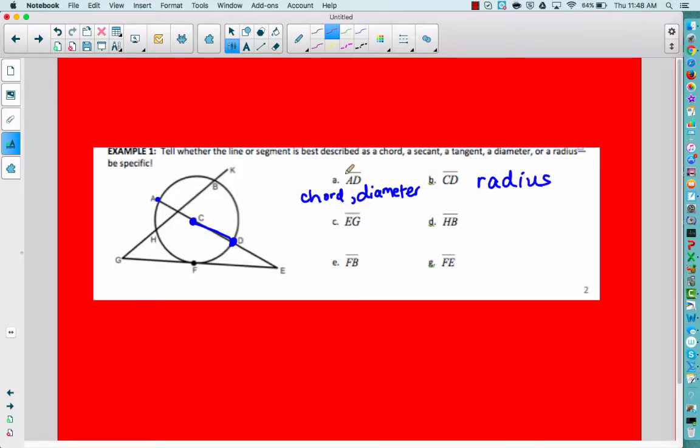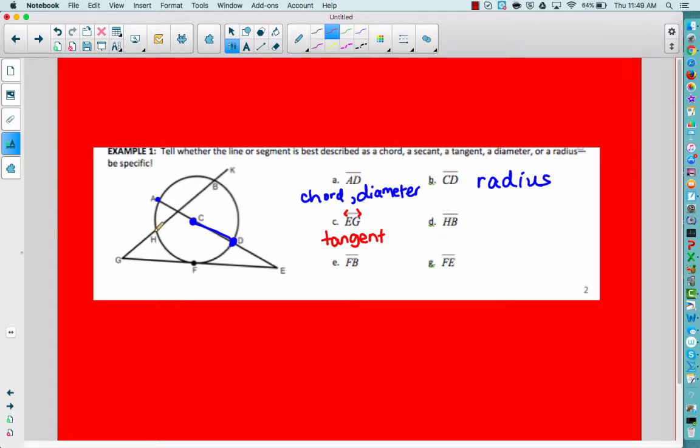Take a second and look at that, okay? Okay, EG. So E to G is off the circle. Now we're going to put the line symbol above EG. And EG is hitting the circle in exactly one place, so it would be a tangent. Tangent segment, a tangent line, we could actually use both, okay?